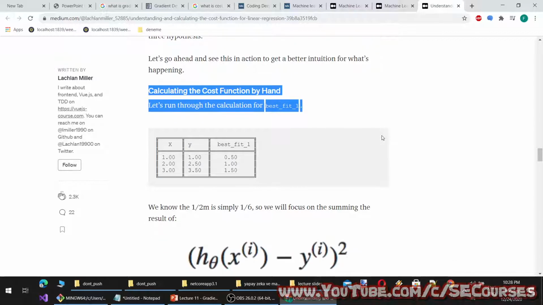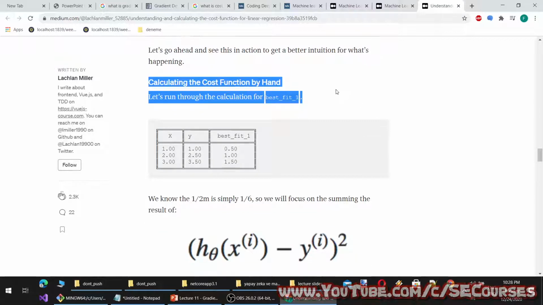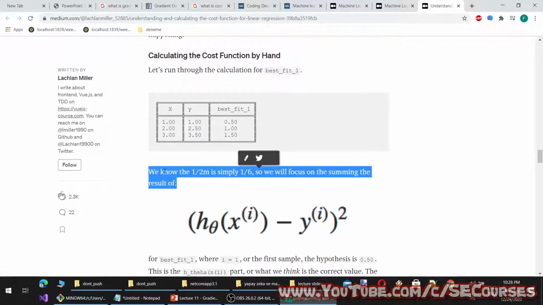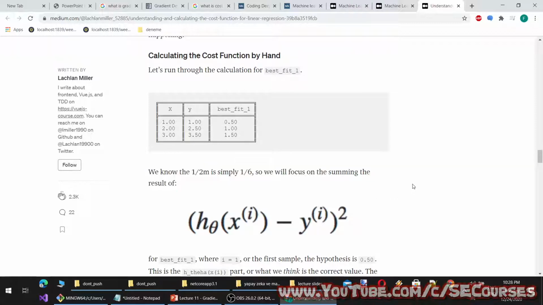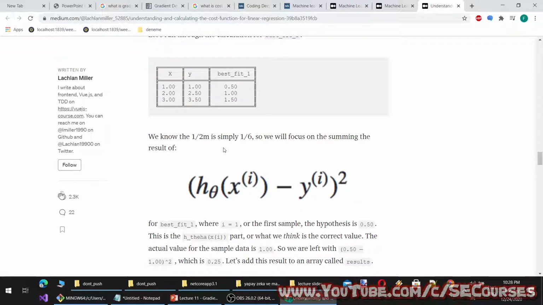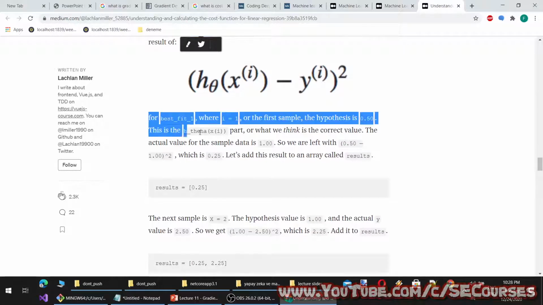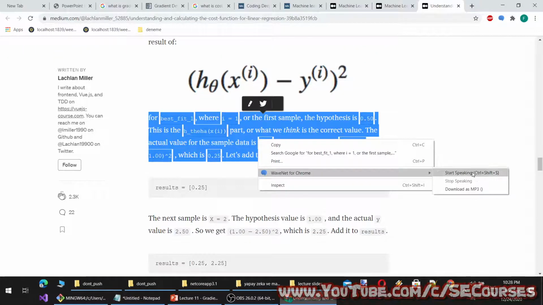Calculating the cost function by hand, let's run through the calculation for best_fit_1. We know the half a meter is simply 1/6, so we will focus on summing the results. Because m is 3 here, because we have 3 data points, as you can see. Therefore, this is 1/6.